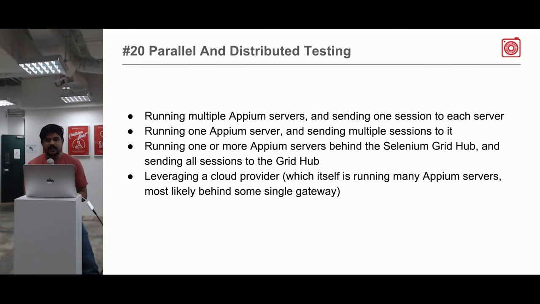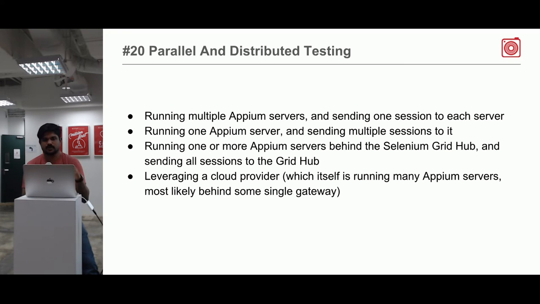Then the third one: one or more Appium servers behind a grid, sending all sessions to the grid hub. So you can reuse the Selenium grid, register the Appium as a node over there, and start using it. The fourth one is using a cloud solution. There are so many cloud providing companies for automation. You can reuse that one.